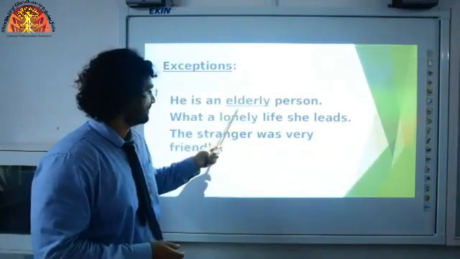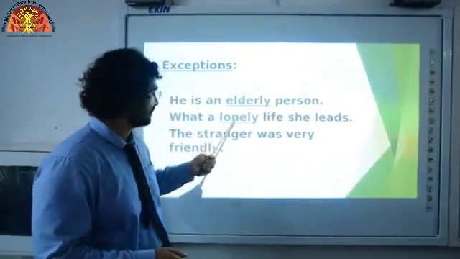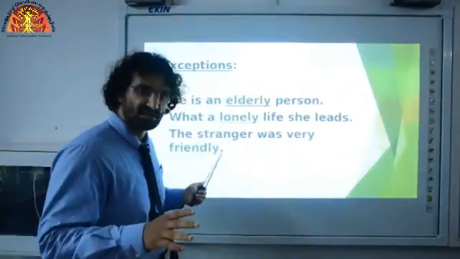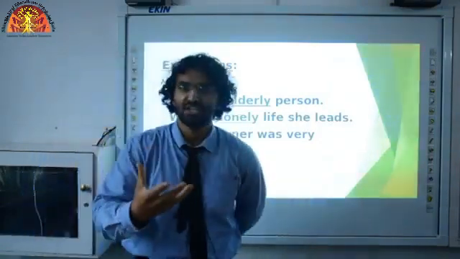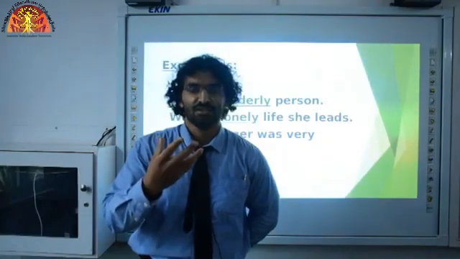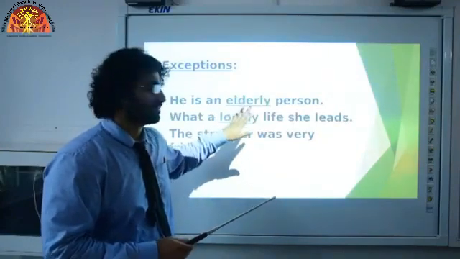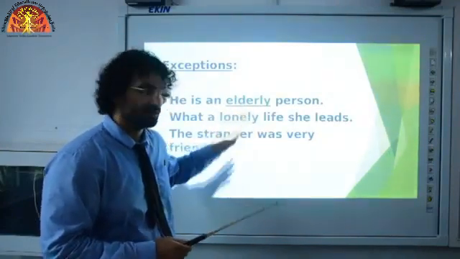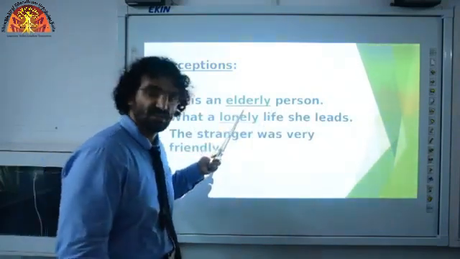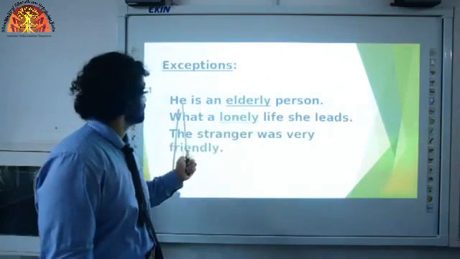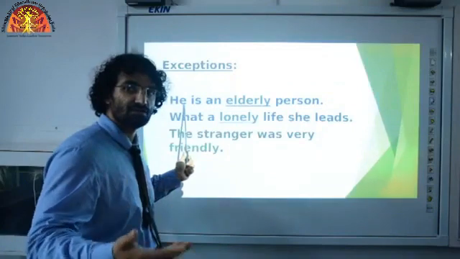Why is this an adjective? These three words are all adjectives, they are not adverbs. This is a case of exception. But generally, if you want to recognize, the best way to find out is that an adjective is always used to describe a noun or pronoun. He is an elderly person. This word elderly has been used to describe he, which is a pronoun. So adjectives are always used to describe nouns or pronouns.